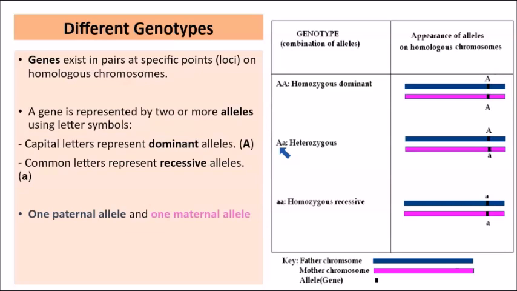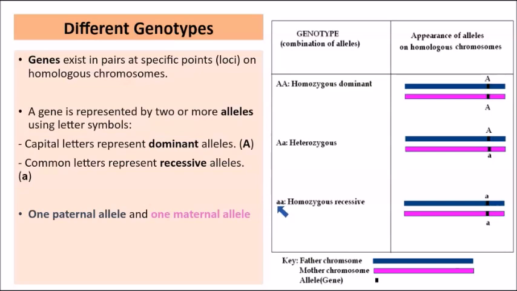So you have a dominant and a recessive allele. Here we're seeing that the father's chromosome is carrying the dominant allele and the mother's chromosome is carrying the recessive allele. So this individual is heterozygous because they would have obtained a dominant allele from the father and a recessive allele from the mother.